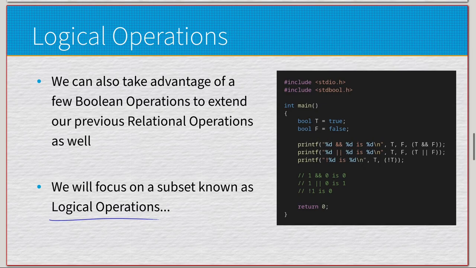So we have bool t equals true, bool f equals false, and then you see we have the notation of double ampersand, double bar or pipe, whatever you want to call this, it's called by a lot of things, and then another exclamation mark. So if we look at the actual outputs we're getting, we have one double ampersand zero is zero. One double, I call them pipes, so double pipe zero is one, and then exclamation mark one is zero. So these are individual operations. So this is and, this is or, and this is not. And we're gonna touch on these individually going forward.